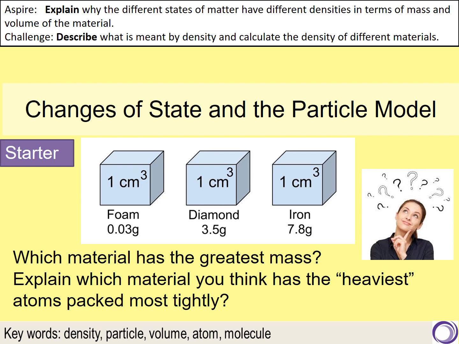Okay, so hopefully what you've done is you've gone for iron, which has the greatest mass. And notice I'm using the word mass here and not weight. And there's a reason for that, which you should be aware of, that weight is a force depending on gravity. Mass is the amount of matter there is in that substance. So iron has the greatest mass, and iron also has the heaviest atoms, which are packed closely together.